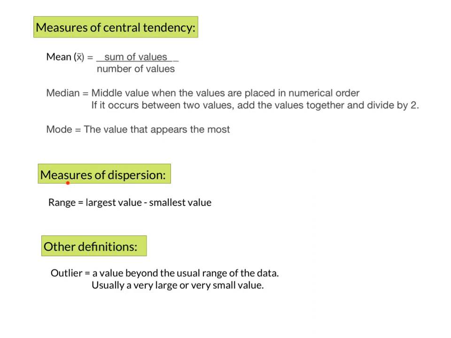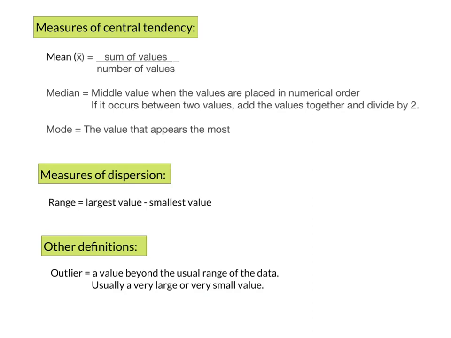Next, I'm only going to discuss one measure of dispersion today, and that will be the range. The range is the largest value minus the smallest value. Another definition I'd like to mention is an outlier. Now, an outlier is a value that is beyond the usual range of the data. Either it's a very large value, much larger than the other values given, or a very small value, which is much smaller than the other values given.